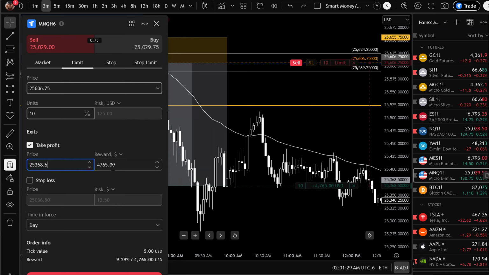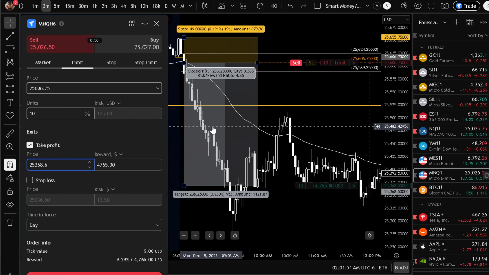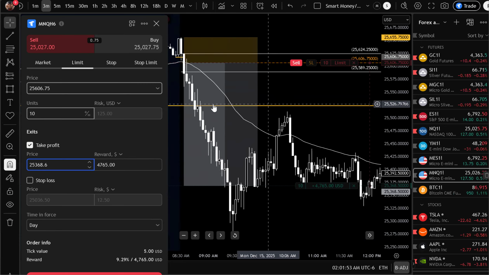With 1 mini. And even if you do 5 micros, just cut it in half. $2,350, a little more than that, somewhere around there. Even if you use 5 micros, you still made over $2,000 in less than an hour. All right. But that's what I wanted to show you guys.